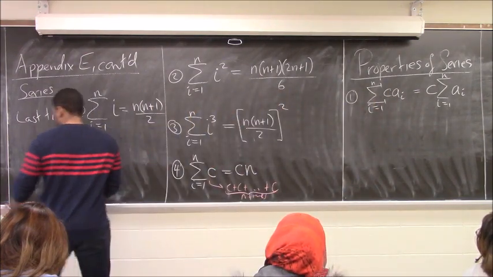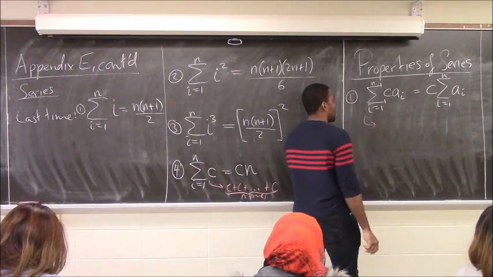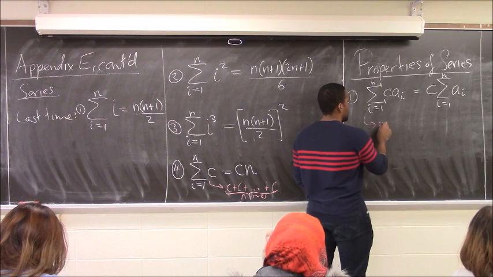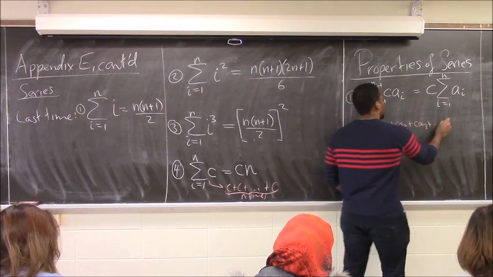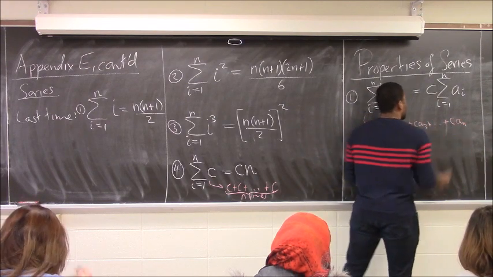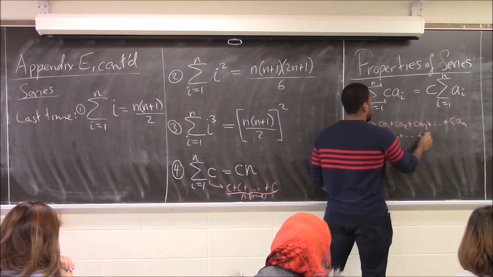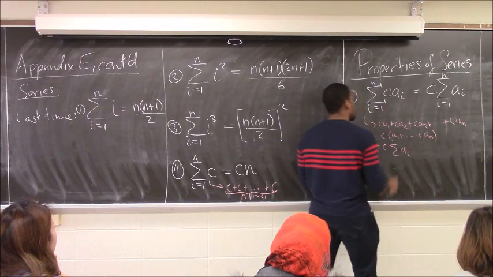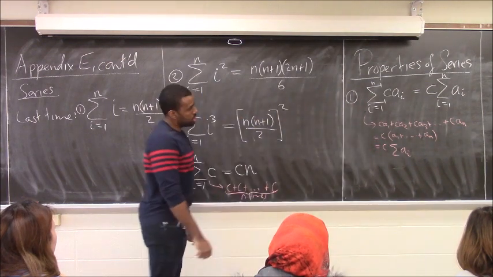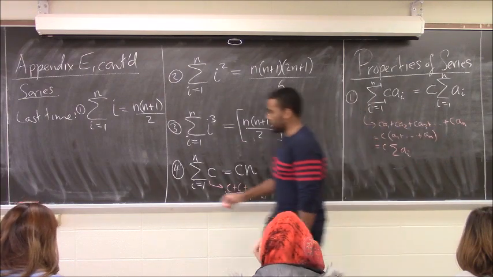Now that one is also okay to understand, because this basically says this is c a_1 plus c a_2 plus c a_3 all the way down to c a_n. Clearly c is a common term that we can factor out, a_1 all the way down to a_n, and so this is just c times the summation of the a_i's. So that should be clear. We can factor constants outside of series. They have this property.